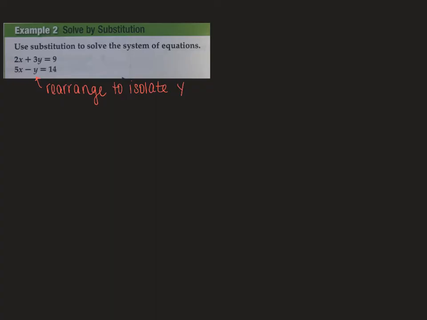So we're going to rearrange to isolate y. All right, so we have 5x minus y equals 14. So we're going to get y by itself. I'm going to subtract the 5x. So I have negative y equals 14 minus 5x. And then I just need to make that a positive y, so I'm going to divide by -1. And I need to make sure I divide every single term by -1. I have y equals negative 14 plus 5x. All right, so this is good.